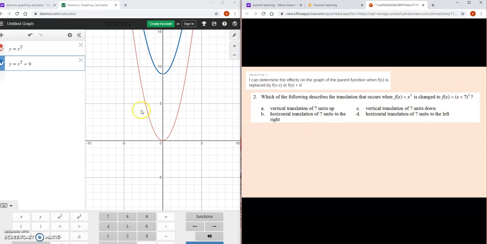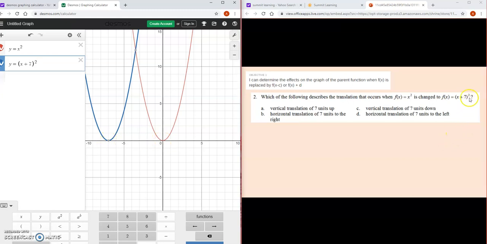Now, to confirm if that is correct, we're going to take this out and we are going to put in parentheses. Oh, my bad. So as you can see, it's the same exact graph, except that it moves 7 units to the left.